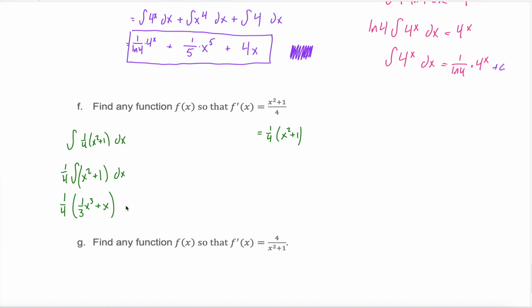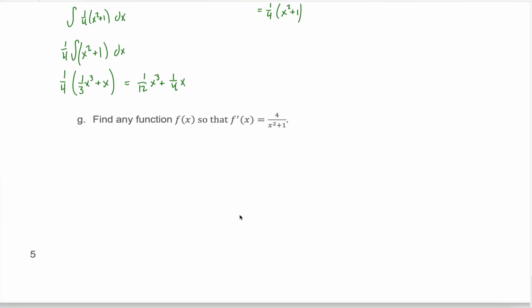If you're thinking tack on a plus c, that's good that you're into that habit, but you don't have to because we're looking for any function. We're looking for an antiderivative, not the antiderivative. So you can stop right here if you wanted, or if you don't like parentheses, you can make it 1/12 x cubed plus 1/4 x. There are lots of equivalent ways you could write your answer, but maybe you'd prefer that I just move on to the last example with antiderivatives.